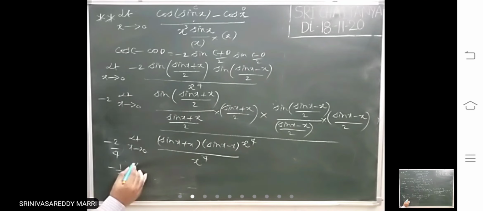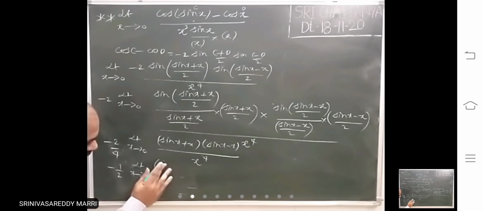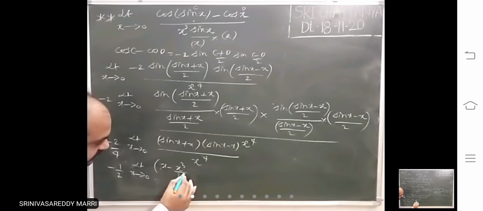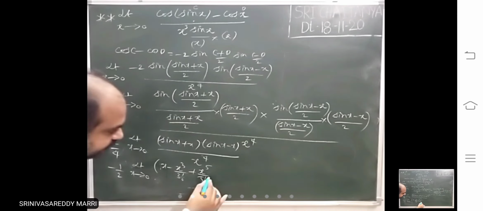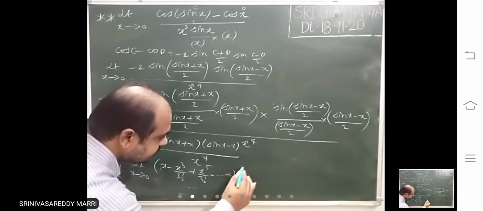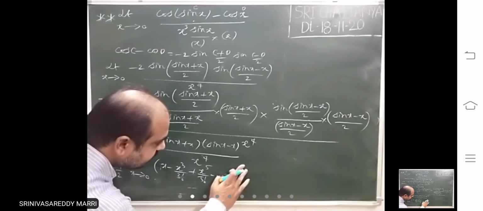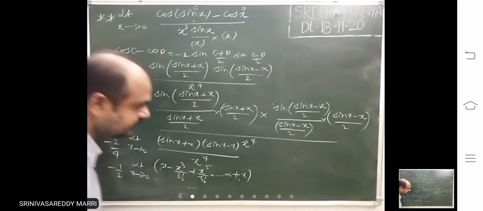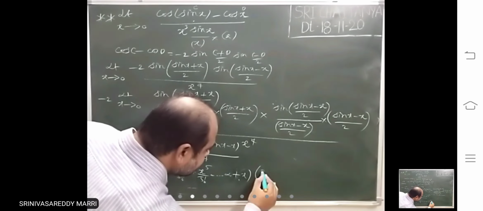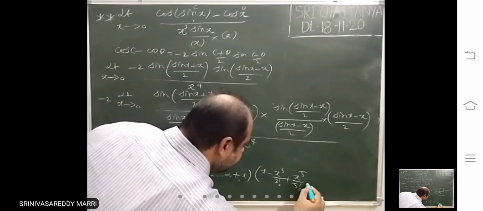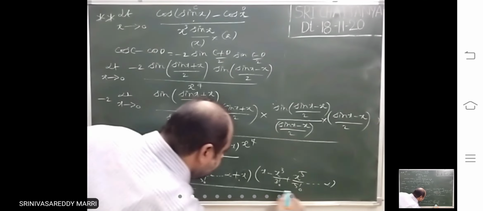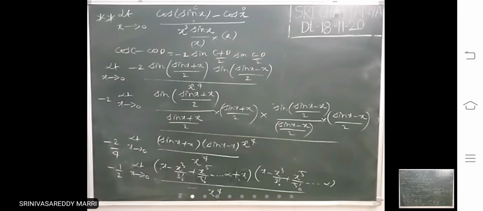So minus 1 by 2 into limit x tends to 0. Sin x is nothing but, what is the series? You write x minus x cube by 3 factorial plus x power 5 by 5 factorial. No need to write the remaining, one more term than this, up to infinity. Plus x, this complete plus x. Again you write the sin x series here: x minus x cube by 3 factorial plus x power 5 by 5 factorial, divided by x power 4.